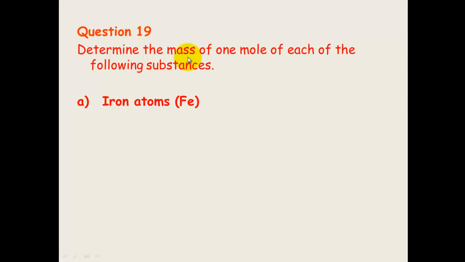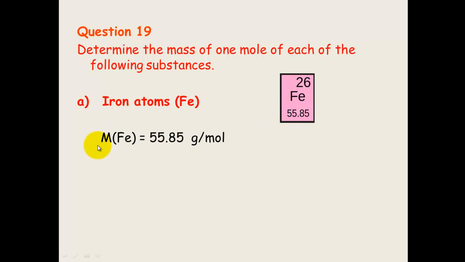So the mass of 1 mole of iron, that equals molar mass. So if we have a look on the periodic table, you'll see that iron has a relative atomic mass of 55.85. So the molar mass is equal to that number. There's only one iron, so it equals 55.85 grams per mole. Remember your units. 1 mole of iron weighs 55.8 grams.